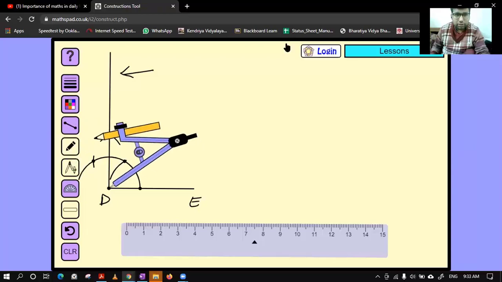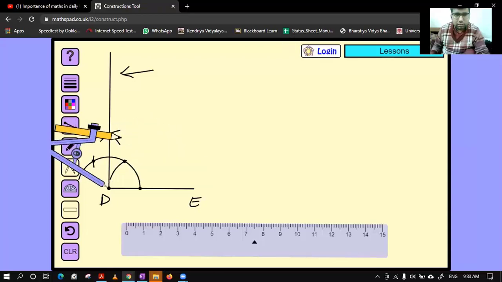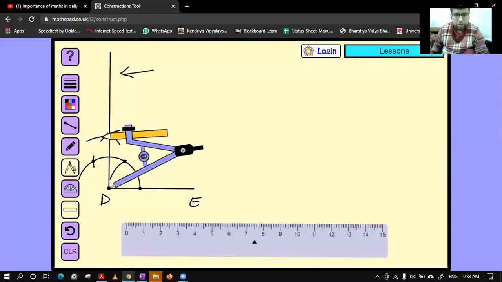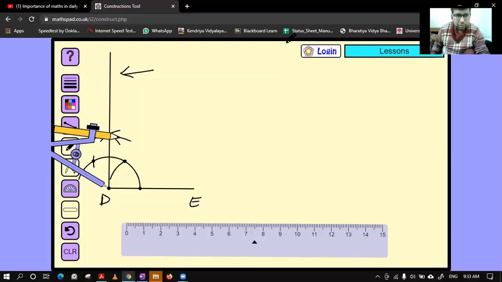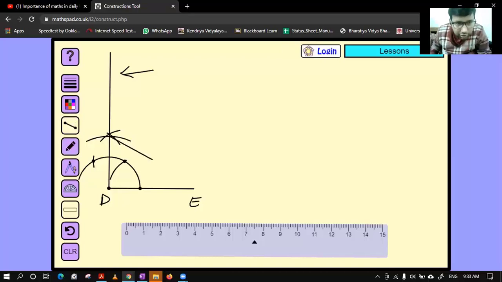Let me make it this side, yes. The arc is coming somewhere here, a little bit confusing, but still it is clear. Now we have got the point here. Just join with this point and that will be your answer. This is point F.